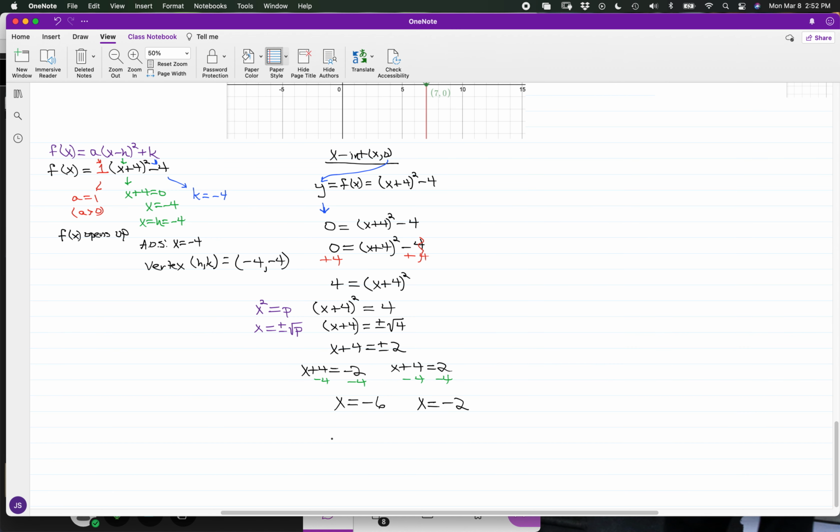So with the x-intercepts, I have x equal to negative 6 and x equal to negative 2, or as ordered pairs, in the form of x, 0, we have the points negative 6, 0 and negative 2, 0. And for the y-intercept, we have the general coordinates at 0, y.